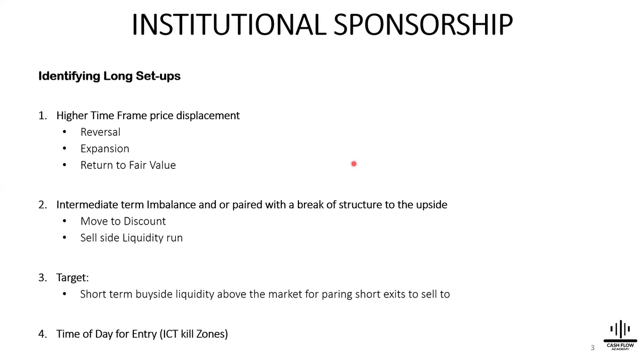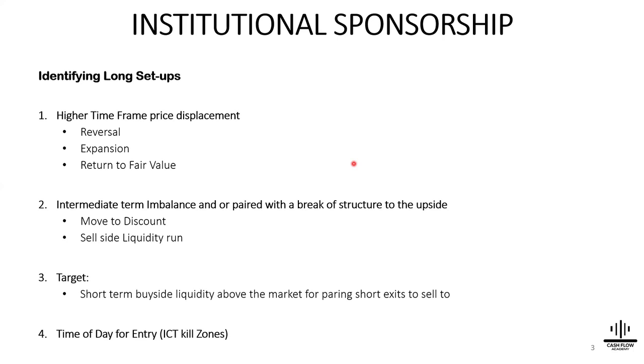And there are four things basically you need. Number one is the higher time frame displacement. This could either be a reversal, expansion, or return to fair value. Then the second component you need is an intermediate term imbalance and/or paired with a break of structure to the upside. This is when an intermediate term imbalance is created after an expansion to the upside. After this occurs, what you should expect is to see price move to discount or take out liquidity before running upwards. The third component is your target.